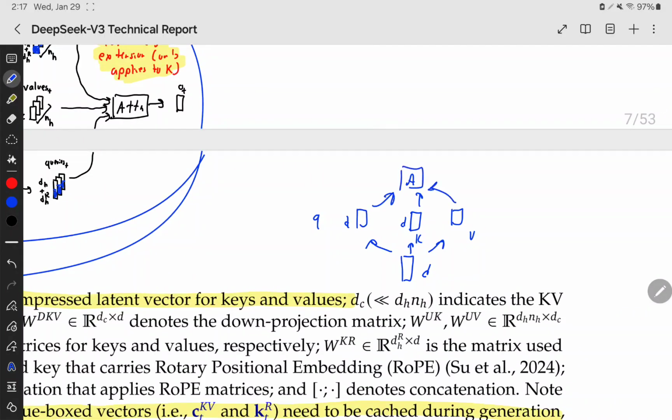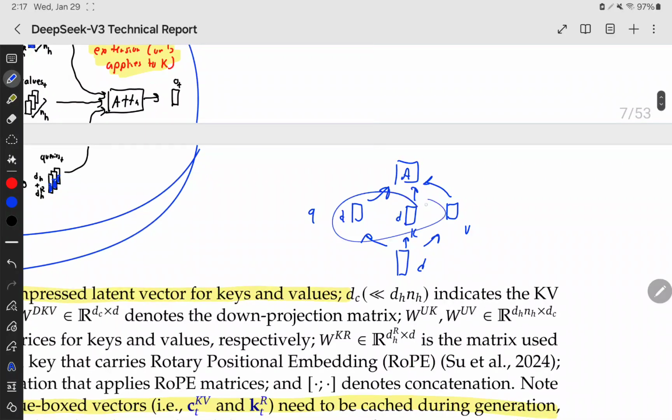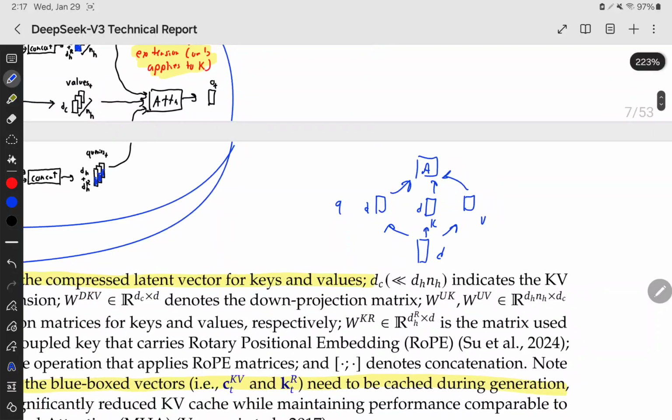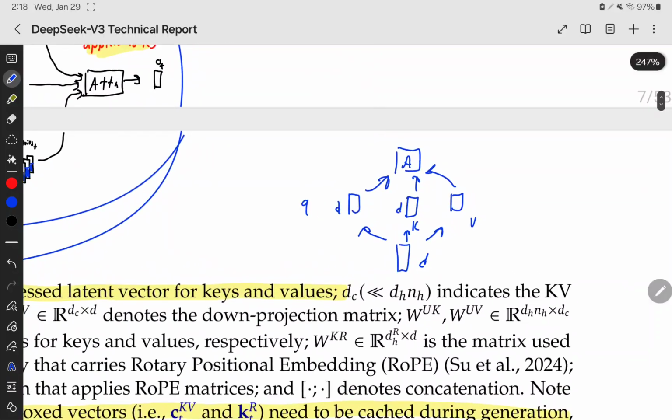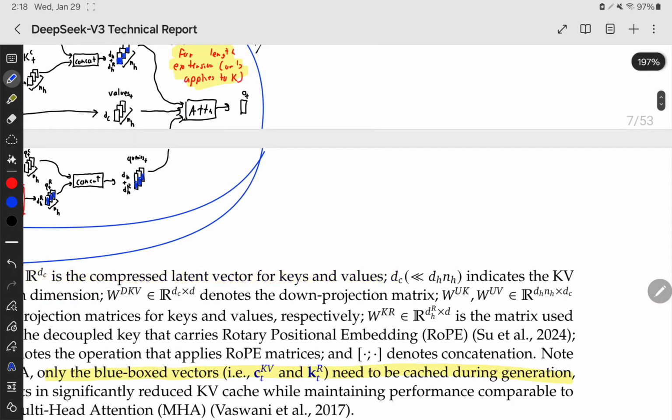Now, for the KV cache, every time you have a new token in your sequence, you need to store both the keys and the values, not queries and keys. So every time you have a new token in your sequence, you increase your memory by 2D. You just need to store these. What they do is they make a mechanism that allows you to store a lot fewer parameters. It's on the order of just D instead. So how do they do that?